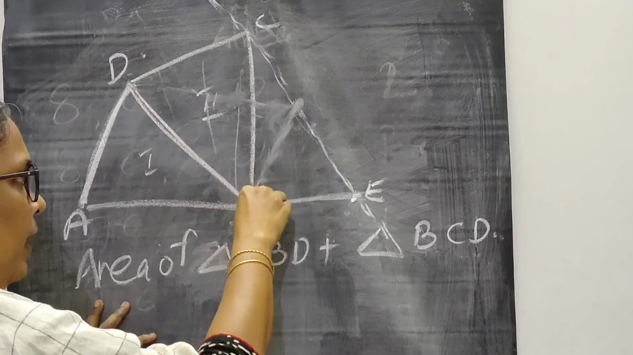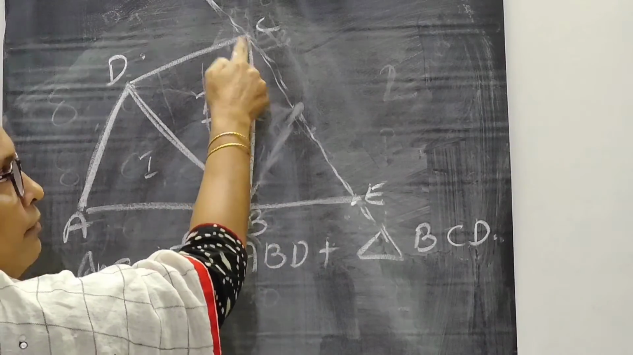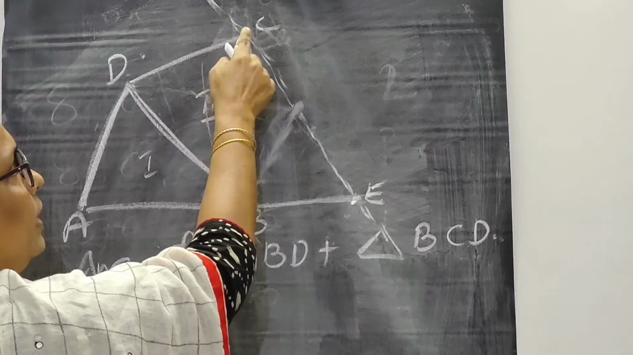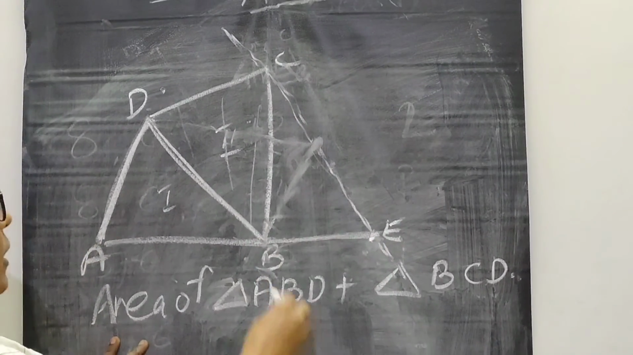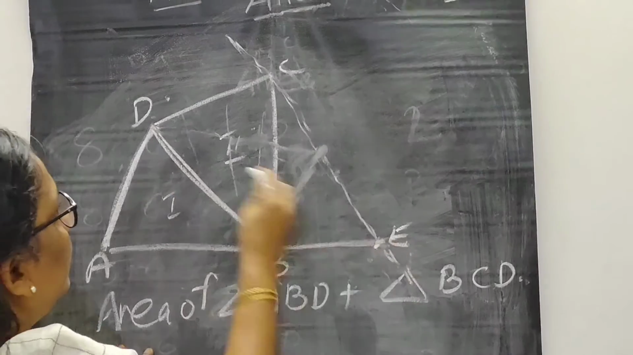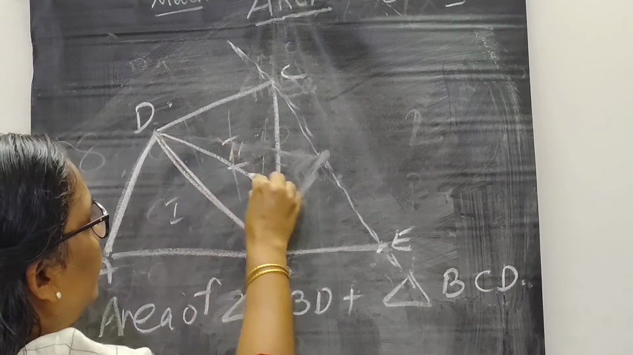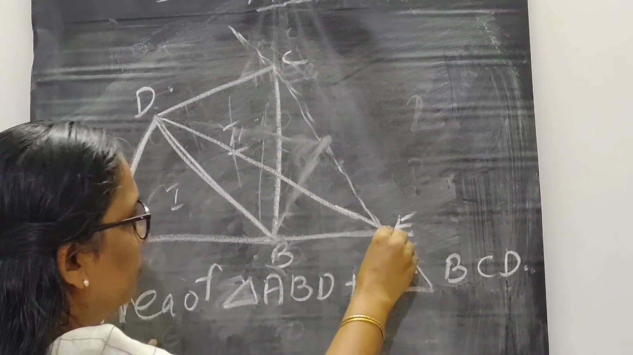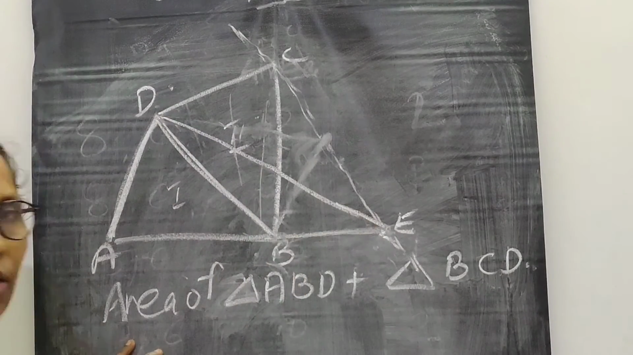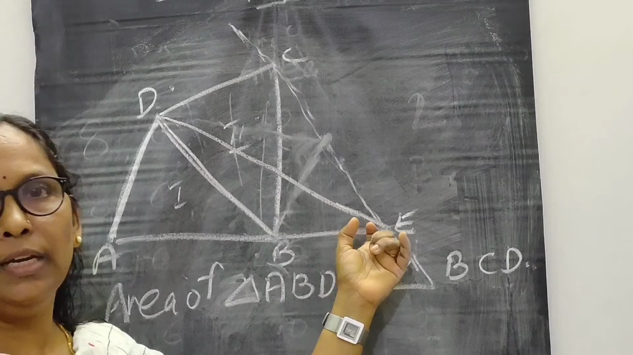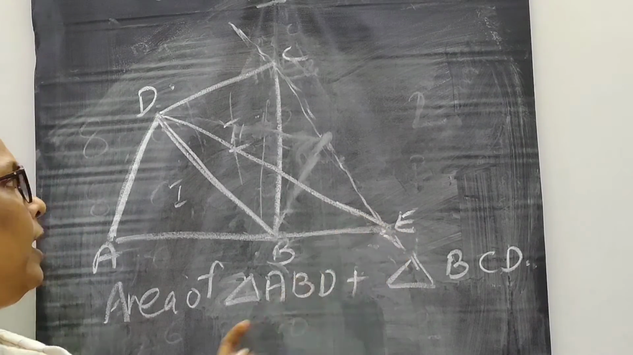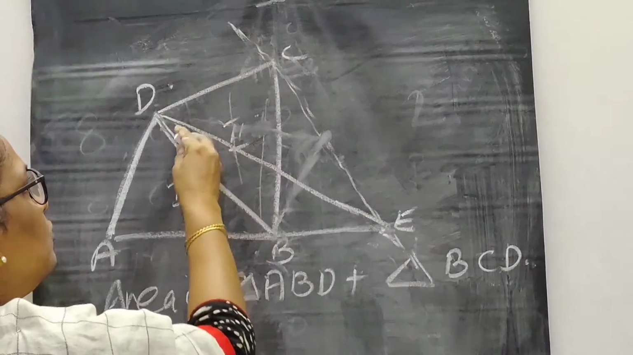Here BD is the base and C is the vertex. We are changing the third vertex C to the point E. Now the new triangle is BDE. So we join BD and E. Now we get another triangle BDE with the same area as triangle BDC. This one.